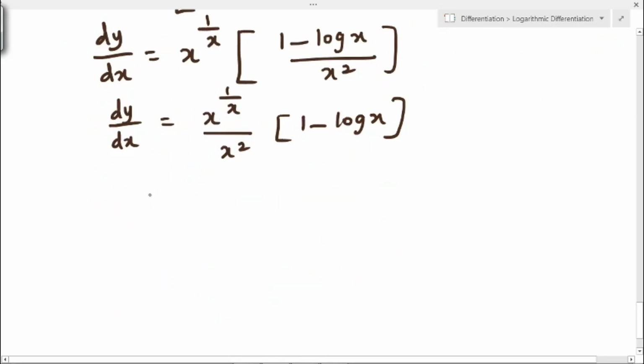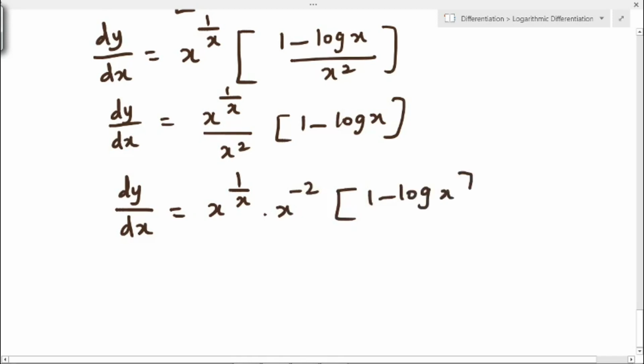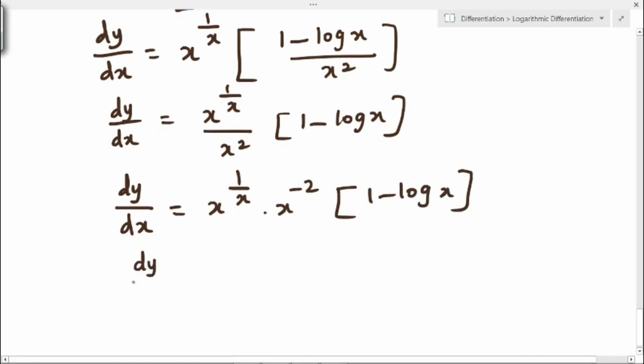Now we have to simplify this. Here we have x power 1 by x, and I am taking this x square to the numerator, so it becomes x power minus 2 into 1 minus log x. Then the final answer is dy by dx equal to, here we have the same base, so we have to add the power terms. The base is x, and the power term is 1 by x minus 2. So x to the power 1 by x minus 2, into 1 minus log x.